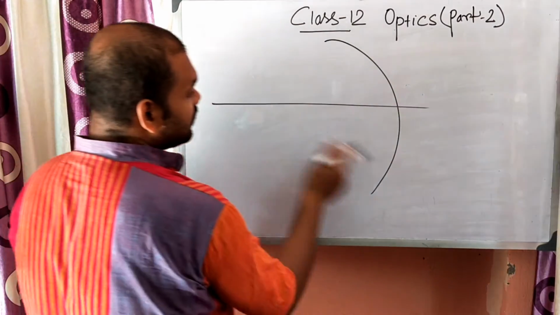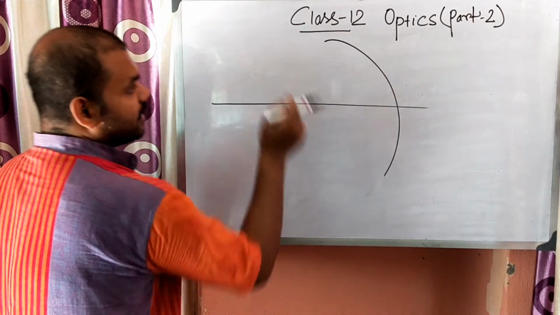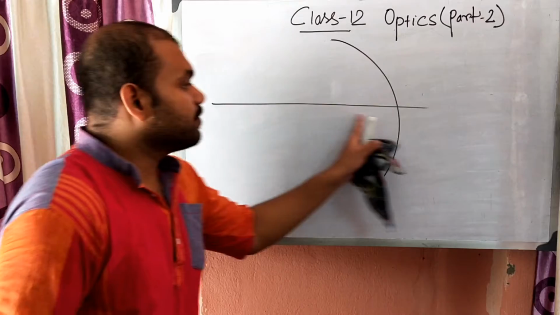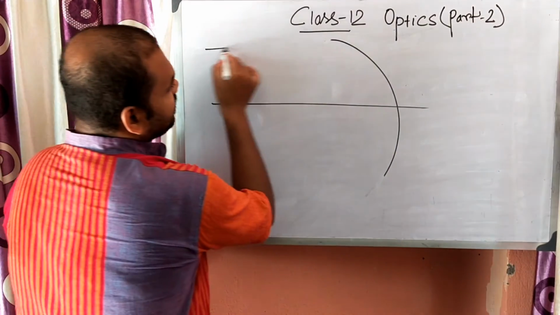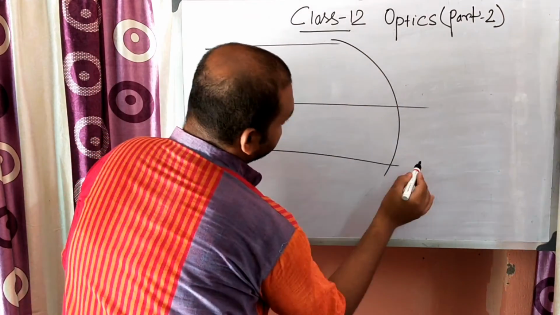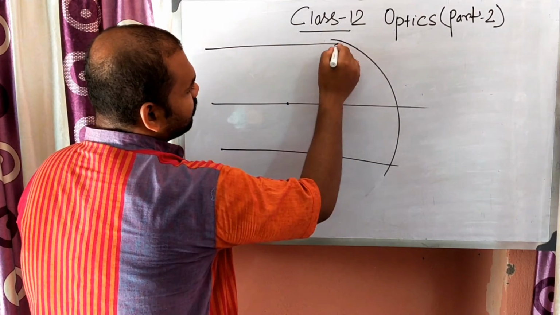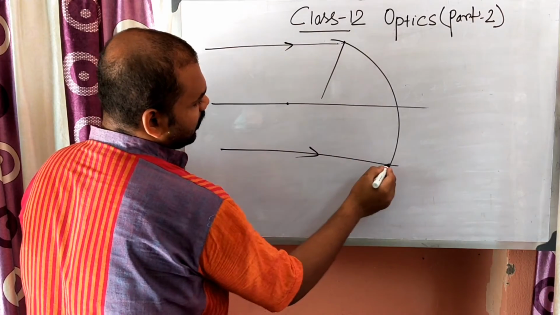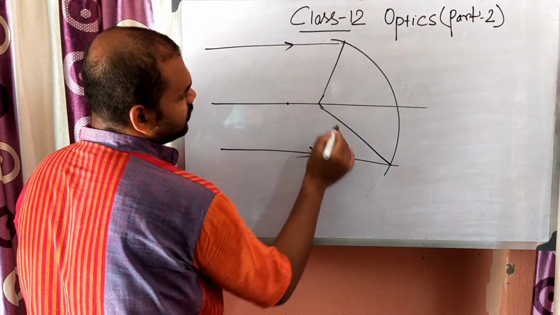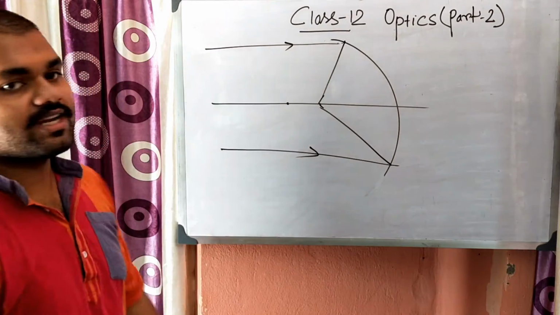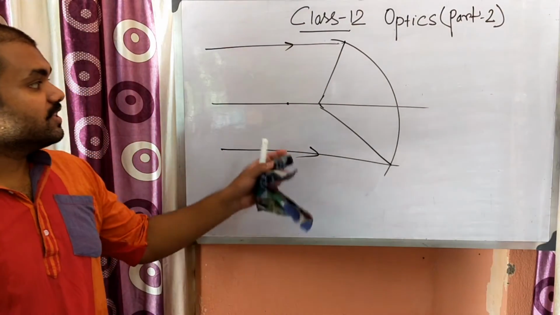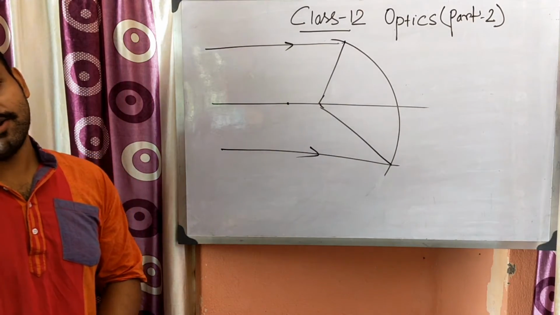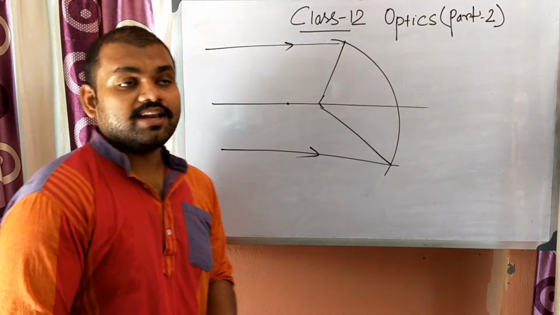Now the rays which are not close to the principal axis, in those cases what will happen is that after reflection the rays do not meet at the focus but meet at another point. So in that case we will get a blurry image. This defect is known as spherical aberration.